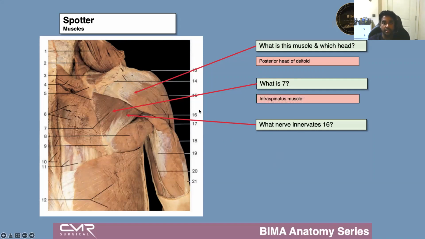And then 7 is going to be your infraspinatus muscle. And you know it's the infraspinatus because it's just above the teres minor. Okay. And then the last part is for the teres minor, which you know is innervated by the axillary nerve from the brachial plexus discussion we had earlier.